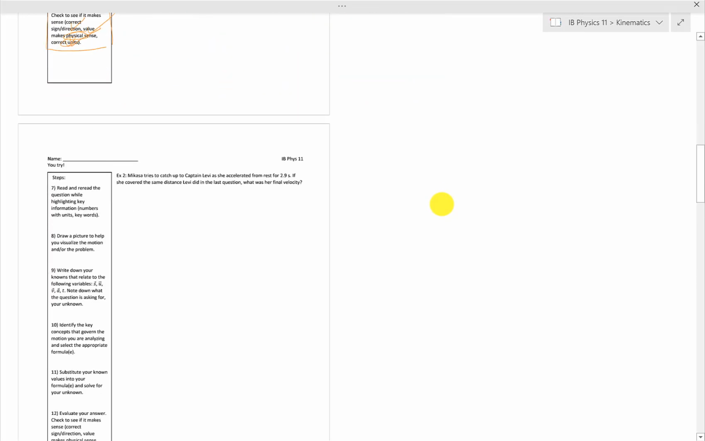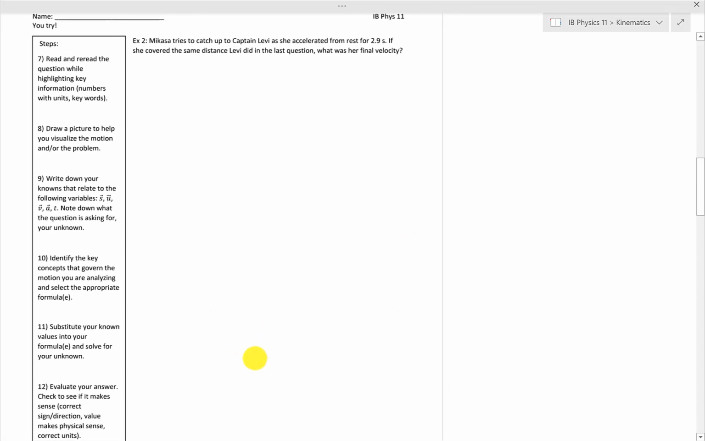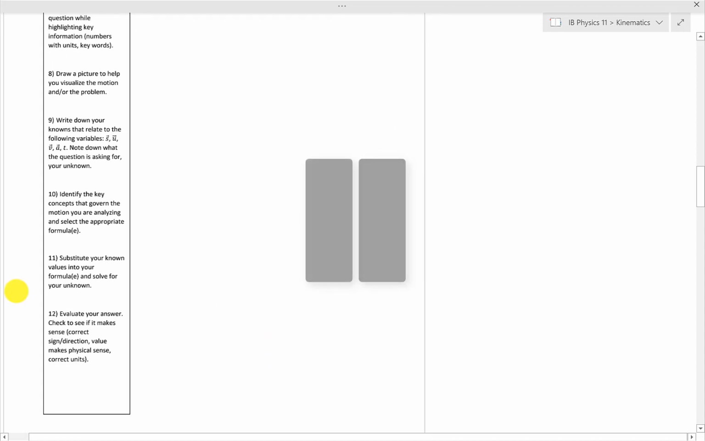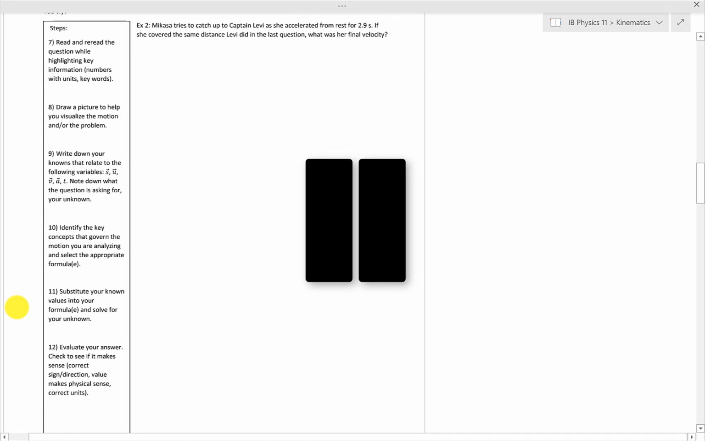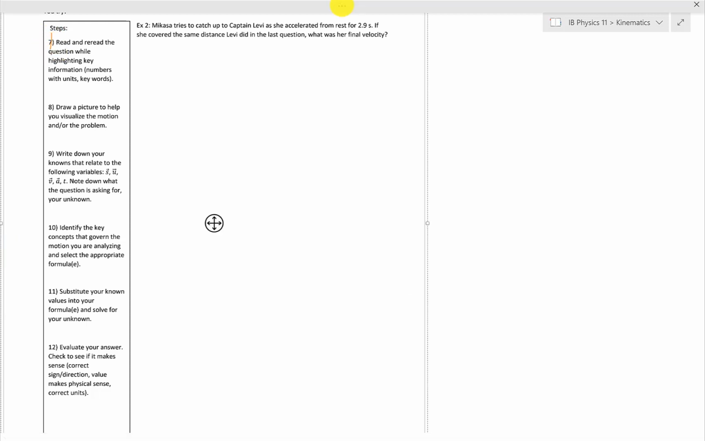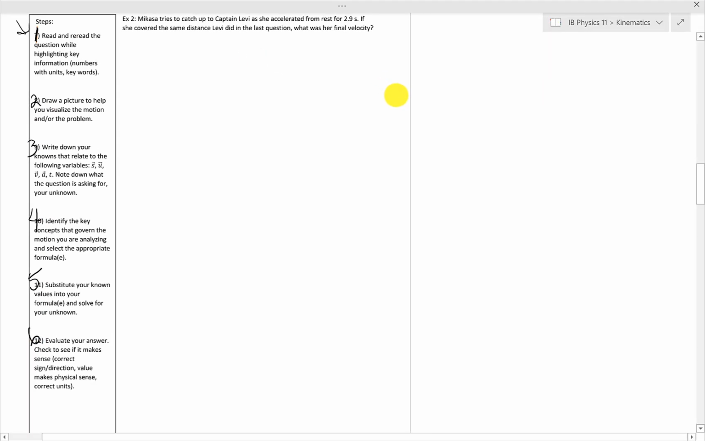What I'm going to do is ask you to pause the video, try this next one, and if you're having any trouble, you can always unpause and watch the rest of the video. Good time to pause. So here we have a problem where we first need to label our knowns in the problem, meaning that we have Mikasa accelerating from rest. So we know she's accelerating.